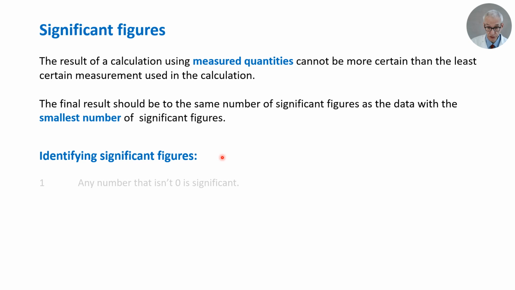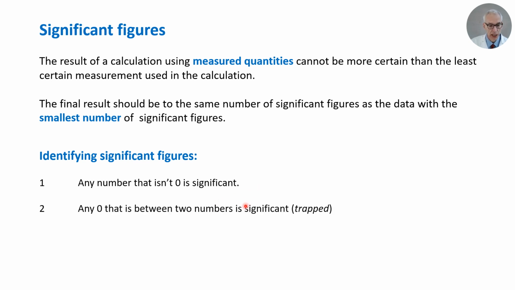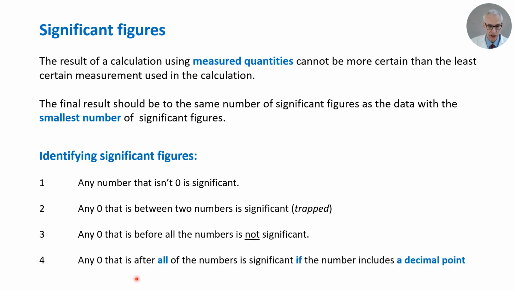There are a few rules. Any number that isn't 0 is significant. Any 0 that is between two numbers is significant. We refer to that, or I will, as a trapped 0. Any 0 that is before all the numbers is not significant, but any 0 that is after all of the numbers is significant if the number includes a decimal place. In the absence of a decimal place, those zeros after all of the numbers are not significant.